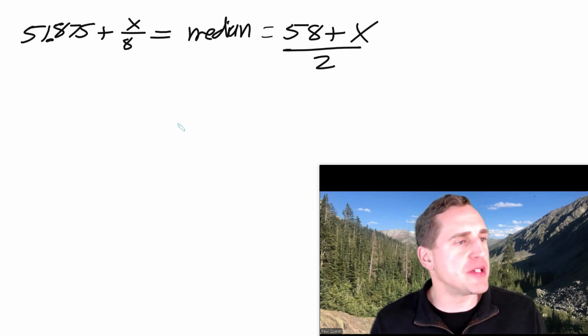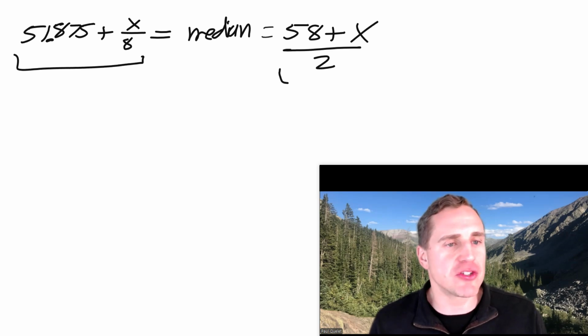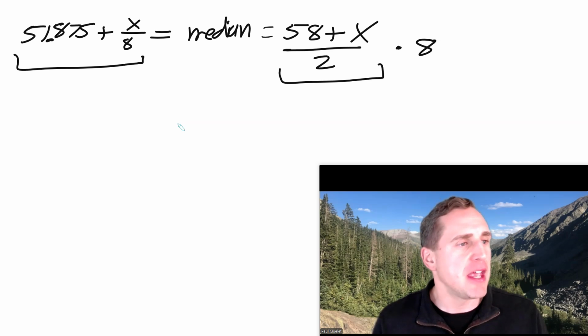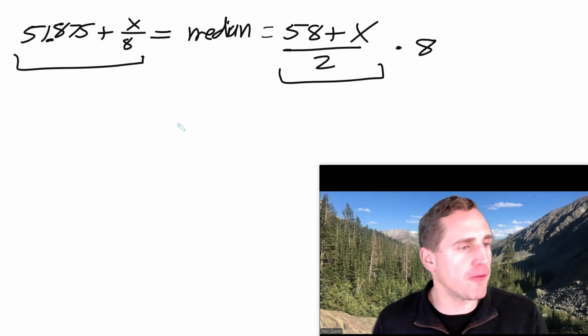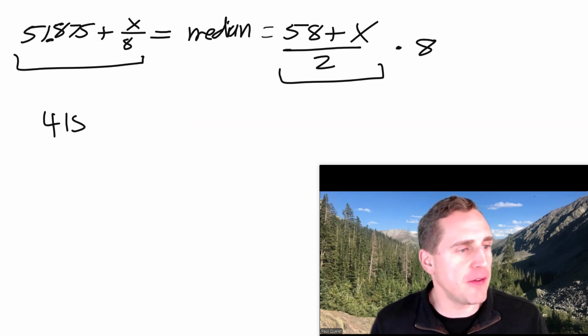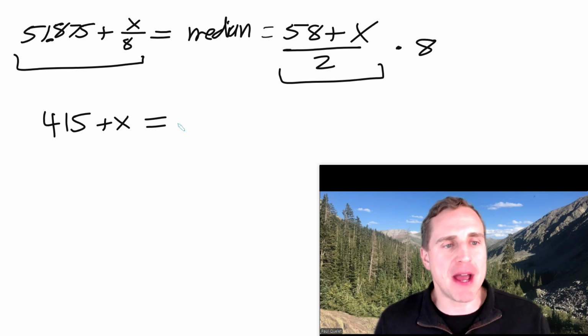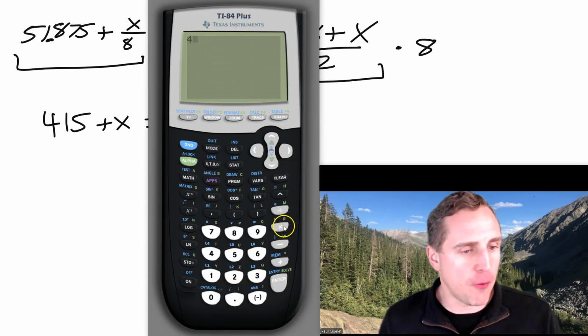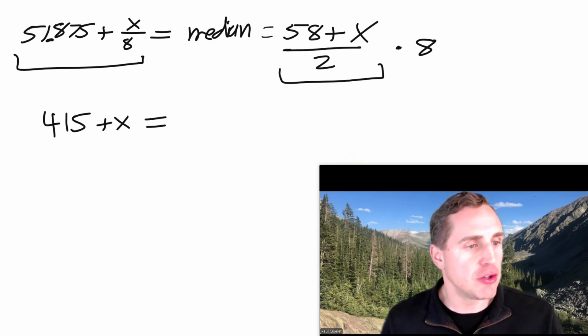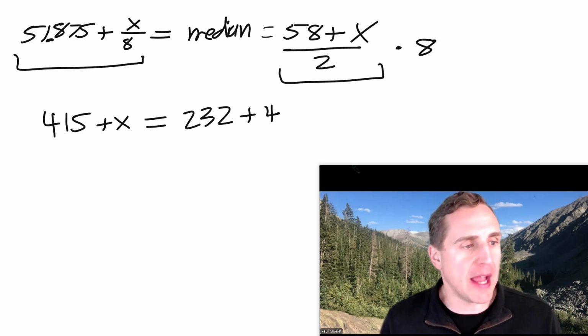So what I could do is take this equation and this equation and solve for x, which isn't too bad. You can multiply that through by 8. If you remember, this multiplied by 8 gets us back to 415. So you get 415 plus x is equal to, let's multiply this by 8, so 8 over 2 is 4. 4 times 58 is going to give us 232. So 232 plus 4x.